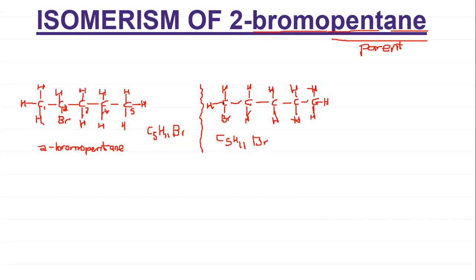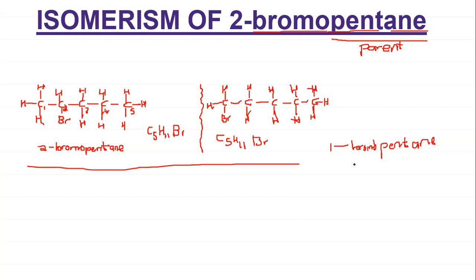The longest chain without breaking it? 1, 2, 3, 4, 5. So it is a pent, with single bonds between carbon atoms, with hydrogens. So it is a haloalkane because there's a Br, so the name will end with ANE. Okay, good. Then I have a bromine, so it will be a bromo. And this bromine is on carbon number 1. Then I put a hyphen. So this one is 1-bromopentane.